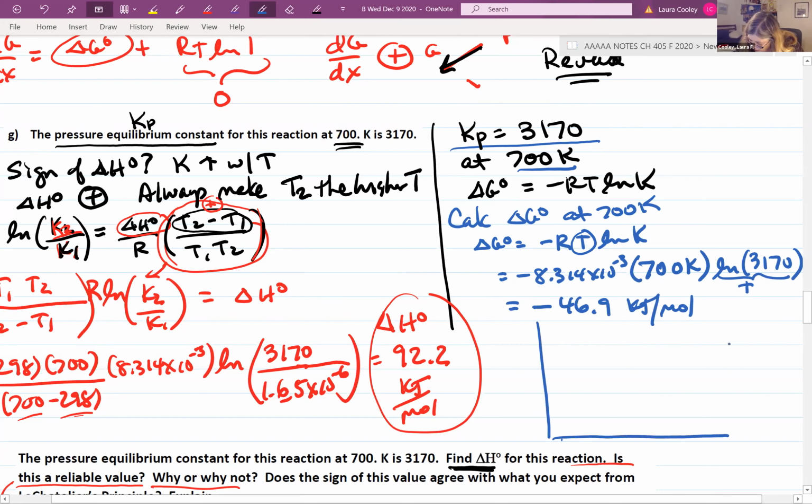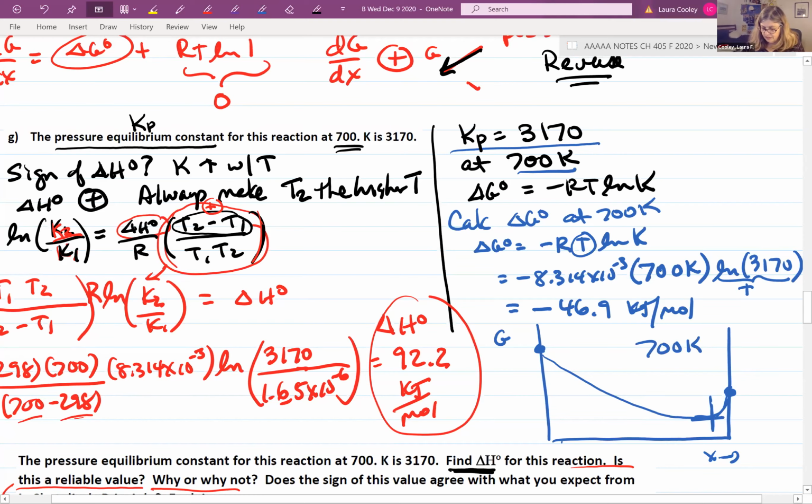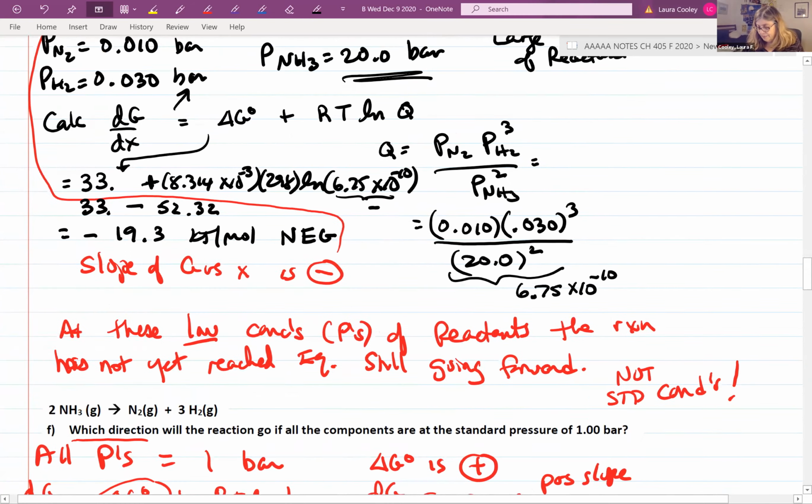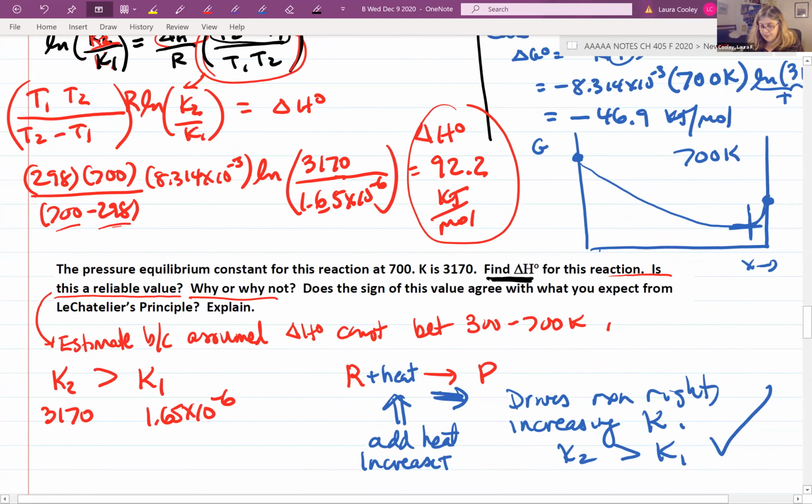And if you're going to draw your diagram now, it's completely changed, right? Before we had a positive delta G0. Now we have a negative one. So we're going to have an equilibrium on the product side. So this is what it looks like at 700 Kelvin, and this is what it looks like at 298 Kelvin. It's very, very different. Anyway, so that's what can happen with reactions.